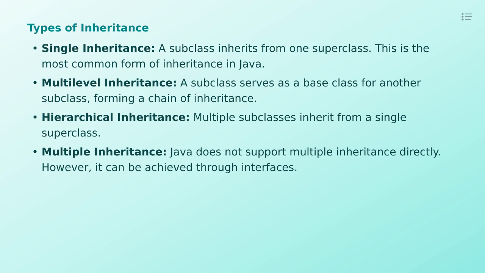Next, multilevel inheritance. A subclass serves as a base class for another subclass, forming a chain of inheritance. Also, hierarchical inheritance. Multiple subclasses inherit from a single superclass. The full list is on the slide if you want to review it.